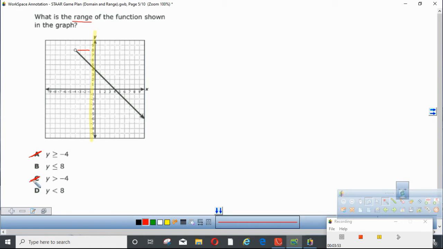So you know it's not going to be A. You know it's not going to be C. So it's got to be one of these two. Looking at your answers, the only difference is equal to bar and no equal to bar. And once again, that's an open circle, so open circles are no equal to bar, so that would be D.